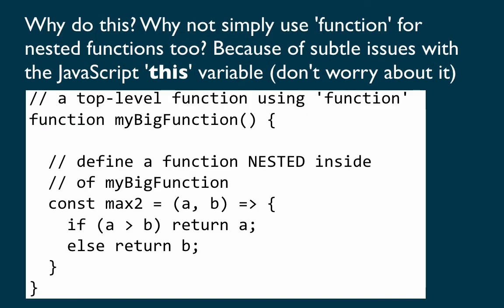So why do this? There are some complications and really subtle issues with what's called a special this variable in JavaScript. You don't have to worry about this, no pun intended, at this point. Just follow these rules of using function at top level and arrows inside, and you should be okay.